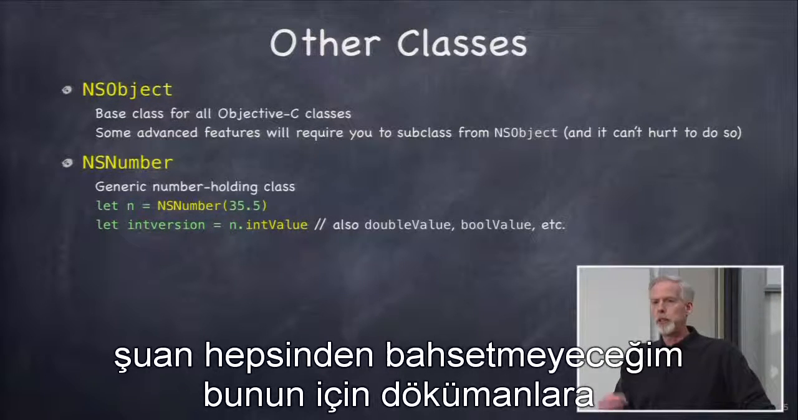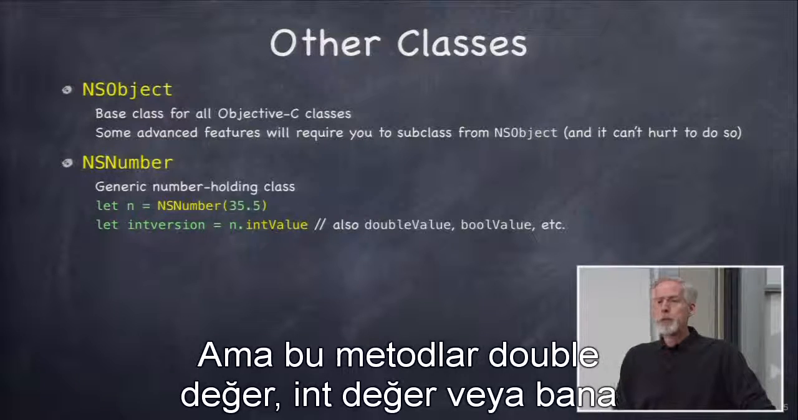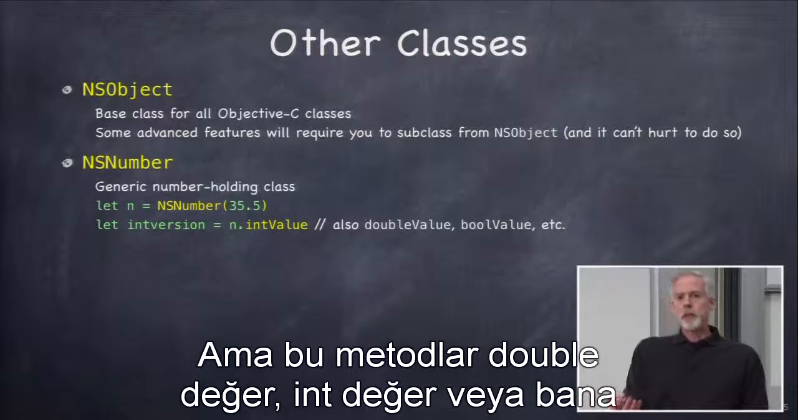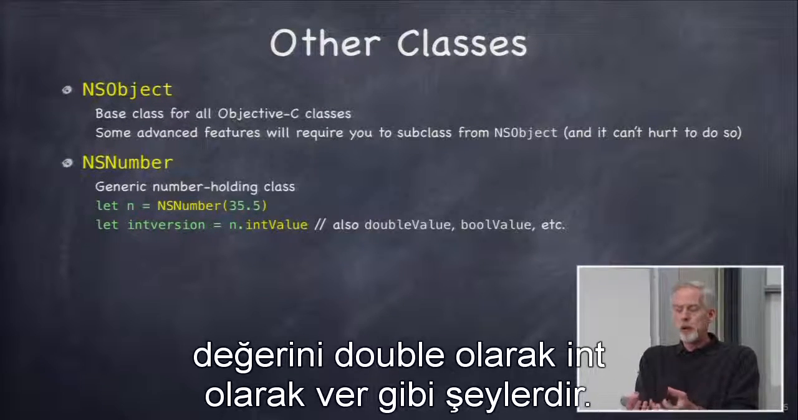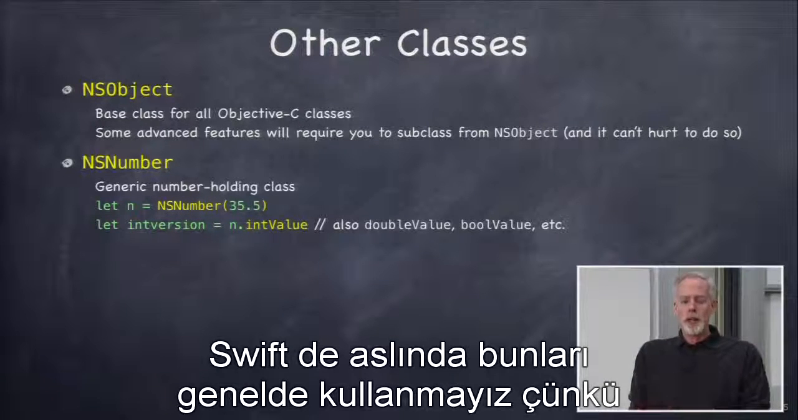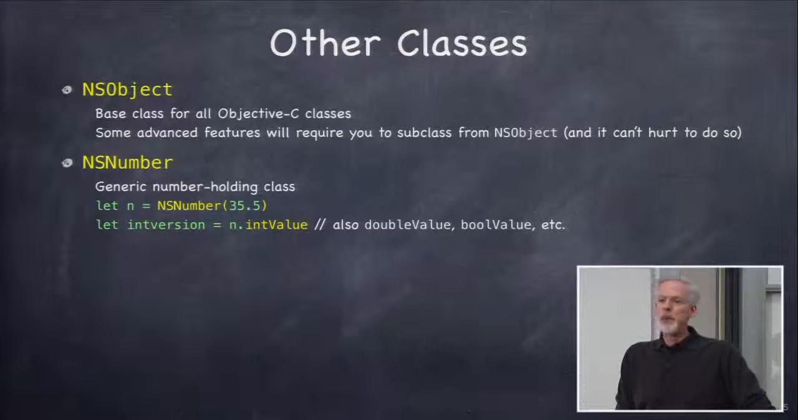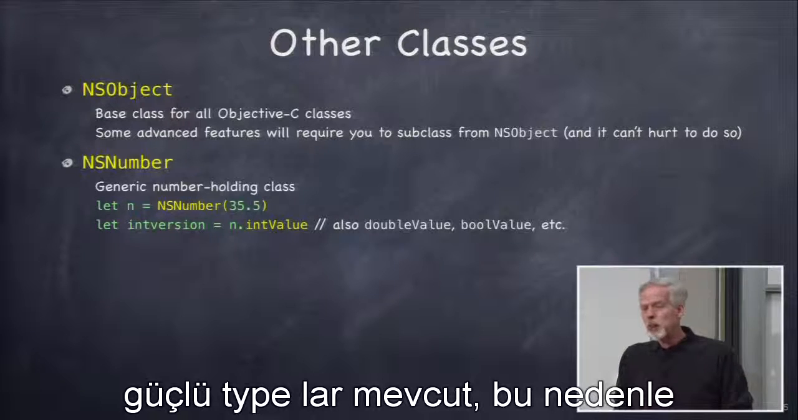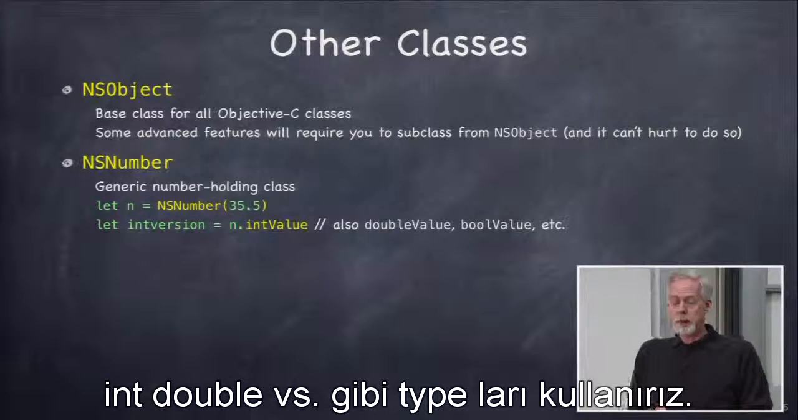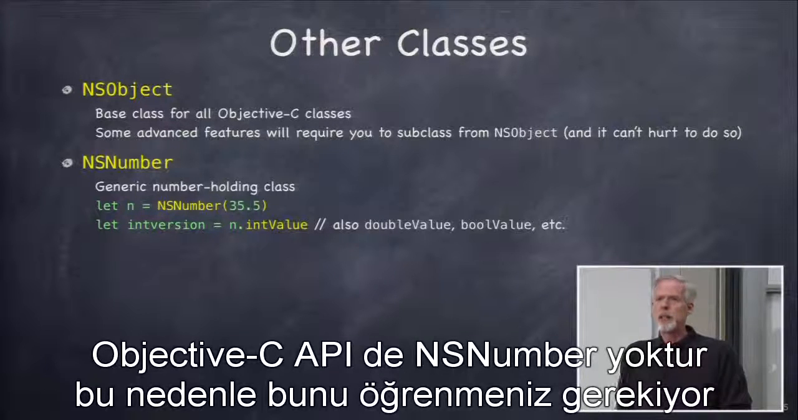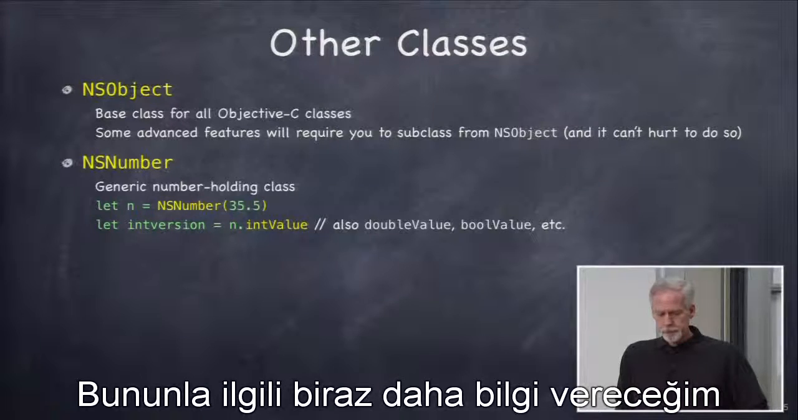I'm not going to go through them here. You can look in the documentation. But the methods are things like double value, int value, which is give me your value of yourself as an int, as a double, etc. In Swift, we don't really use this very much because it's strongly typed, and so we're using types like int and double. But in Objective-C APIs, there's NSNumbers lying around. And so you kind of need to know about it.